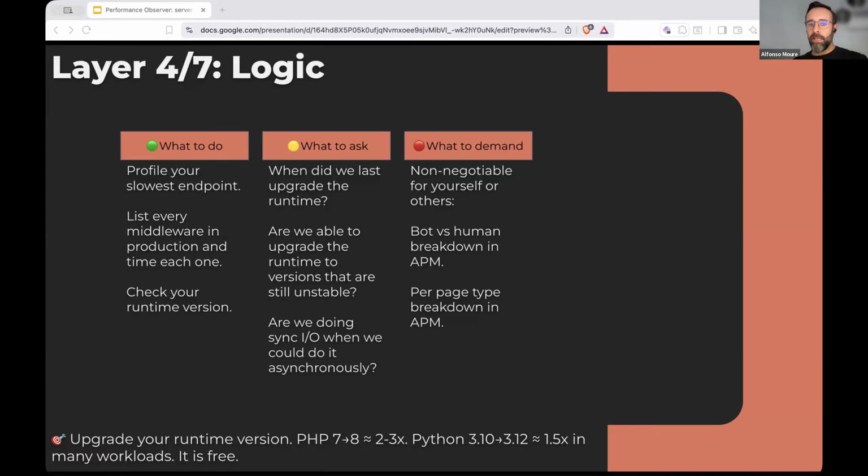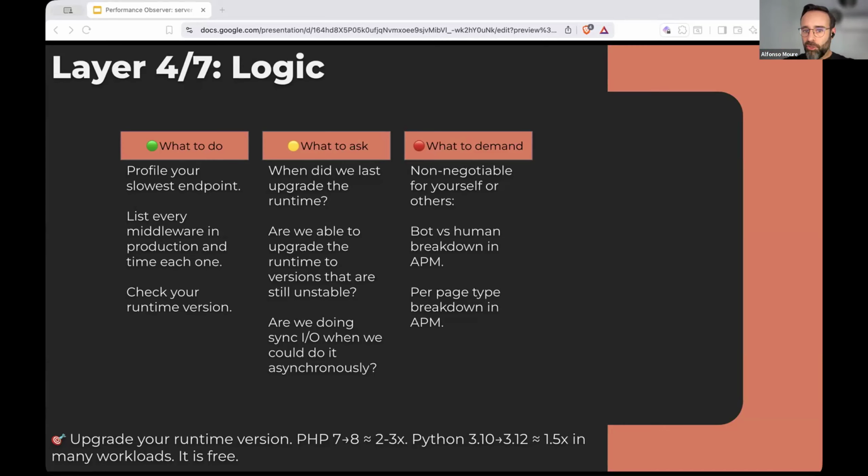Second, even if your runtime is up to date, and this is important, ask whether we can upgrade to newer versions, even if those versions are still unstable. Why? Because everything may be working fine right now, but maybe next year you are going to need to do that upgrade and you may not be able to do so. That's important.